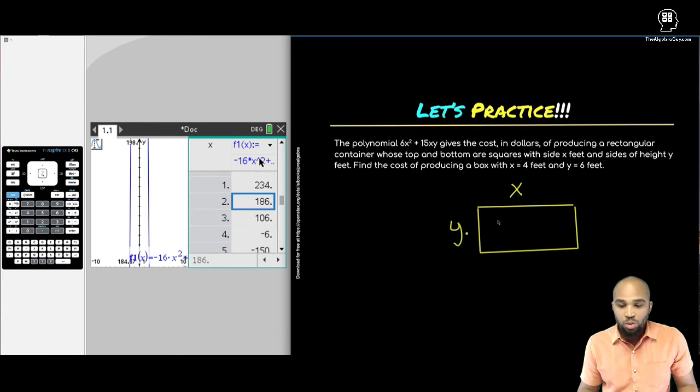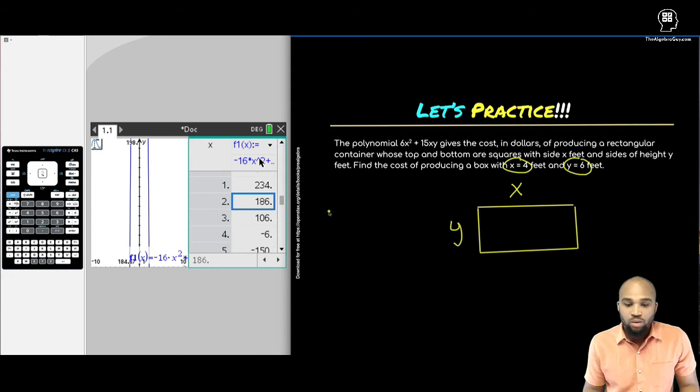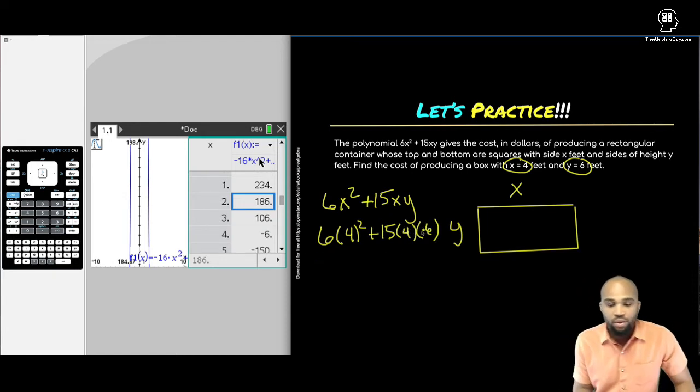Alright, so I just realized I'm drawing all this stuff, and all I actually need to do is plug in my x and my y in this function. This drawing is not even necessary, but I just like to draw it anytime I see that. So instead of having 6x squared plus 15xy, we're going to plug in our x and y. So 6, for my x I have 4 squared, plus 15, for my x I have 4, and my y is 6. And we're just going to do the math on this one.